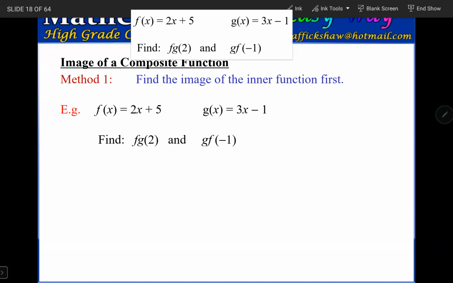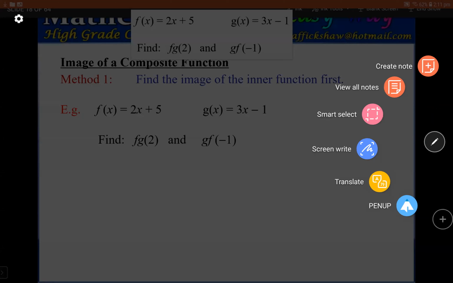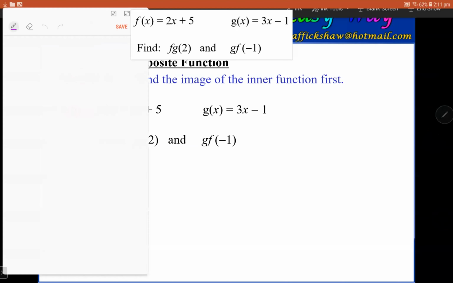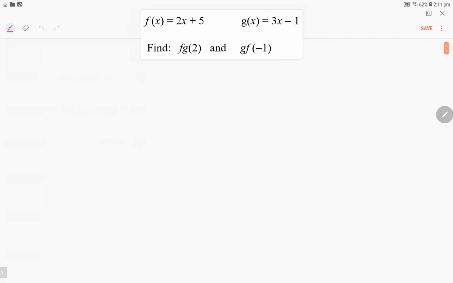All right, sorry about that, guys. Let me do this example for you. The image of the composite function, in other words, what value are we getting out? We put a value in a composite function. Let me show you. Nice and easy. So there are two methods. You can form the composite function first, or you can do them individually first. Find the image of the inner function first. Now watch this. So we have f of x equals 2x plus 5.